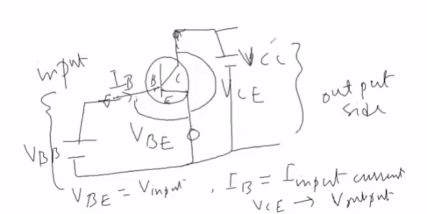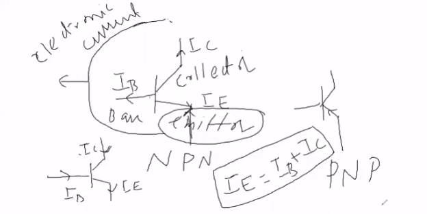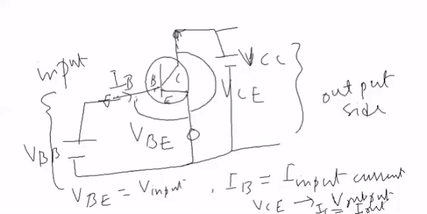And IC is known as the output current. So VBE is the input voltage and IB is the input current, VCE is the output voltage and IC is the output current. That is the nomenclature.